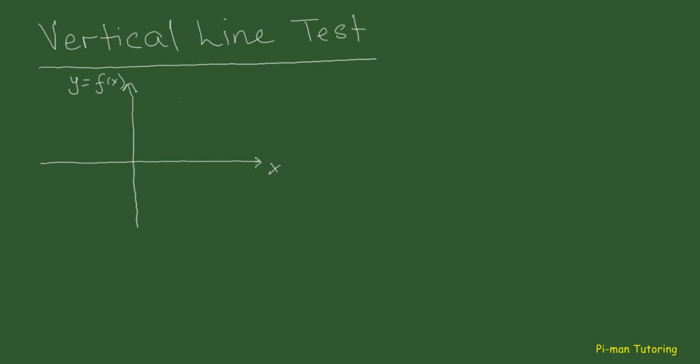A circle, for example, x squared plus y squared equals radius squared. You might think this is a function, but for any given value of x, my vertical line crosses the circle in two locations. So this is not a function.